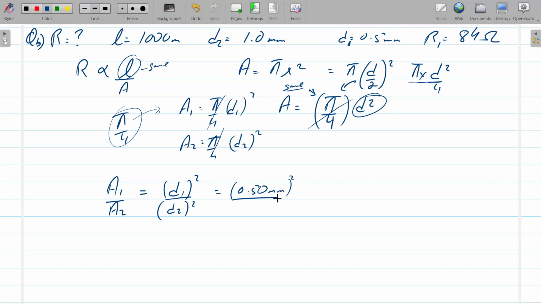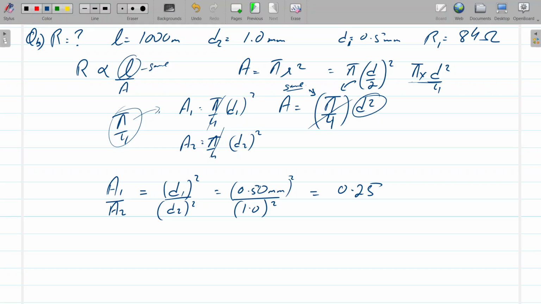So wait, are we finding the R here or are we finding the A here? We are finding the resistance, but we'll get to it. And so this is going to give us a value of 0.25. So the ratio of difference between the initial area and the new area is 0.25.